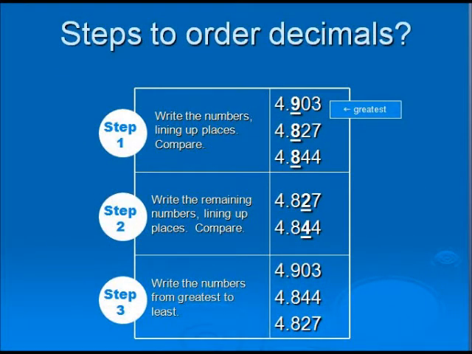Steps to order decimals. Step 1, write the numbers lining up the places. Start at the left and compare the first digit. Move over until you find a digit that is different and compare. Find the greatest number. Step 2, write the remaining numbers, lining up the places, and compare. Step 3, write the numbers from greatest to least.